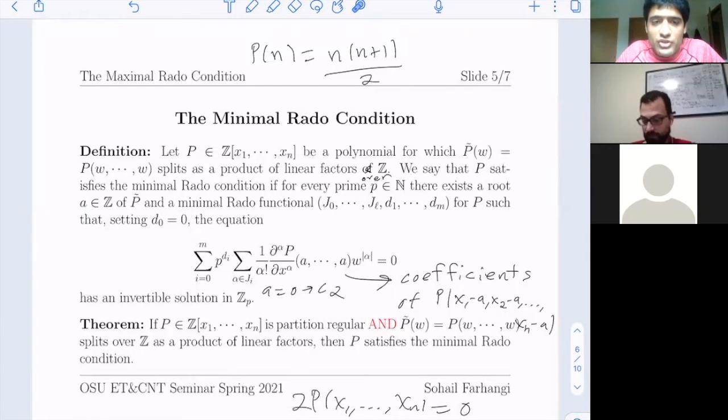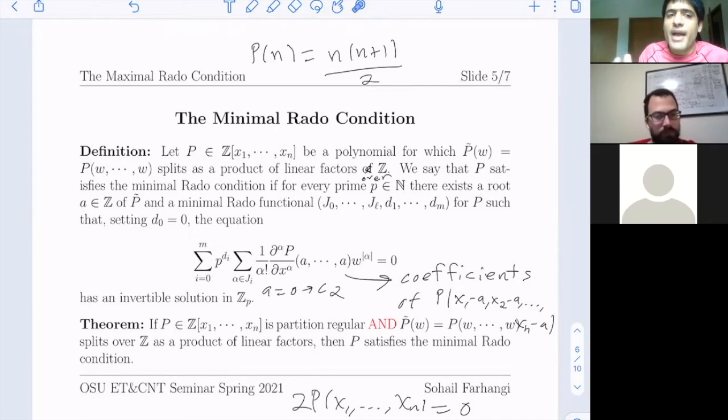Any questions so far about the statement or ideas of this minimal Rado condition before I look at a few more examples, like apply this condition to some examples? Okay, and maybe I'll just point out one more thing before I go to the next slide.